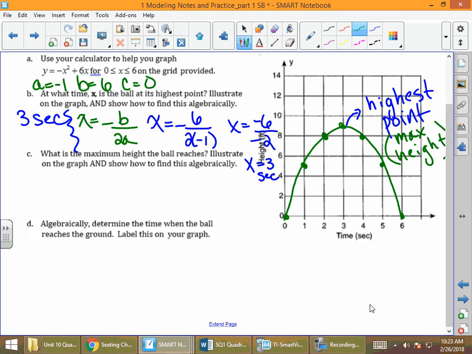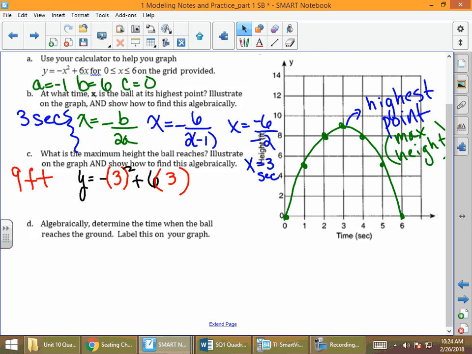But if you have the graphing calculator, you know that the answer this time is going to be 9 feet. And how do we find that? Well, we're taking that 3 that we found in part B, and we're putting it back into our equation. So it was y equals -x squared, but now we're going to put the 3 in for the x, plus 6 times x, but we're going to put the 3 in for the x. And once we do that, then we can calculate.